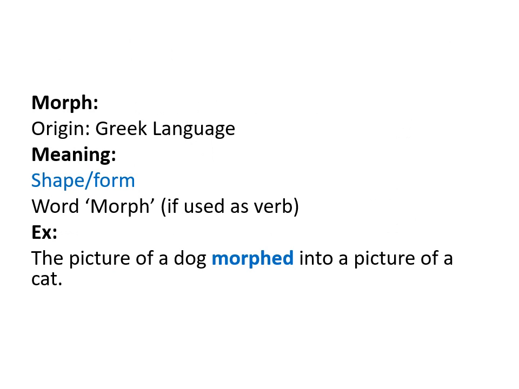Morph, when we talk about the origin of this word, originated from the Greek language. Its meaning is shape or form. If we want to use morph as a verb in a sentence, it would be like: the picture of a dog morphed into a picture of a cat. Suppose we are using software, or we are drawing or painting a picture, and by using that software the picture of the dog morphed into a picture of a cat, meaning the shape of the picture was changed.